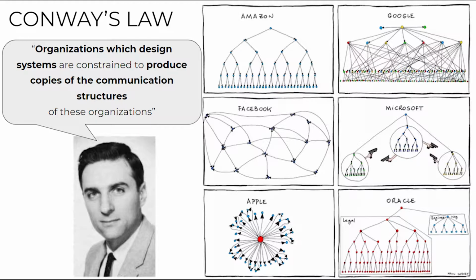Cool. So I'm just going to touch again on Conway's law. I know we bring this up every now and again. But Conway's law says that organizations which design systems produce copies of the communication structures of the organization in the way that you build that. And on the right, you can see different organizations, and it's kind of a funny thing, but it's kind of true. This is how those organizations tend to operate, and the code bases operate too.